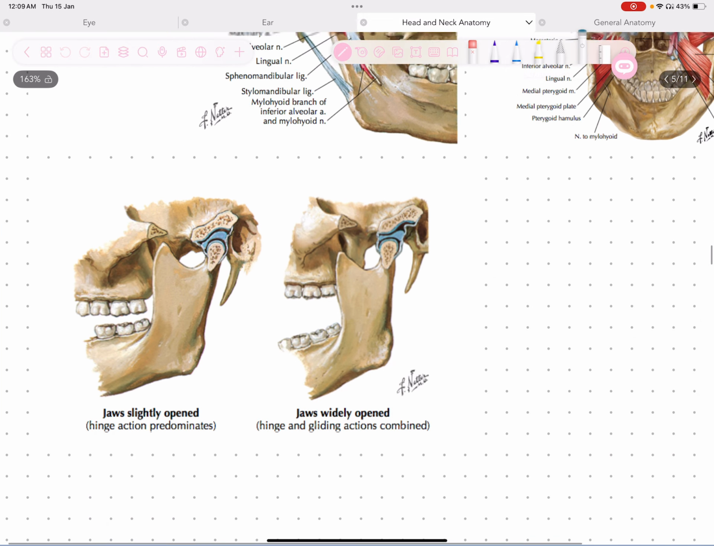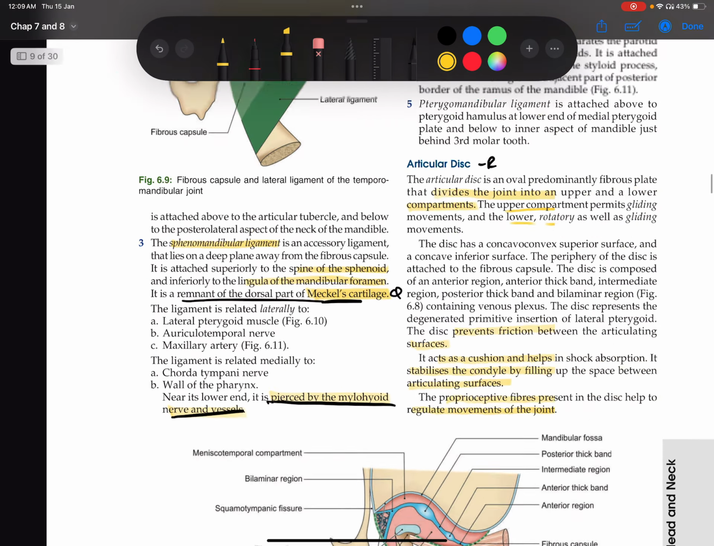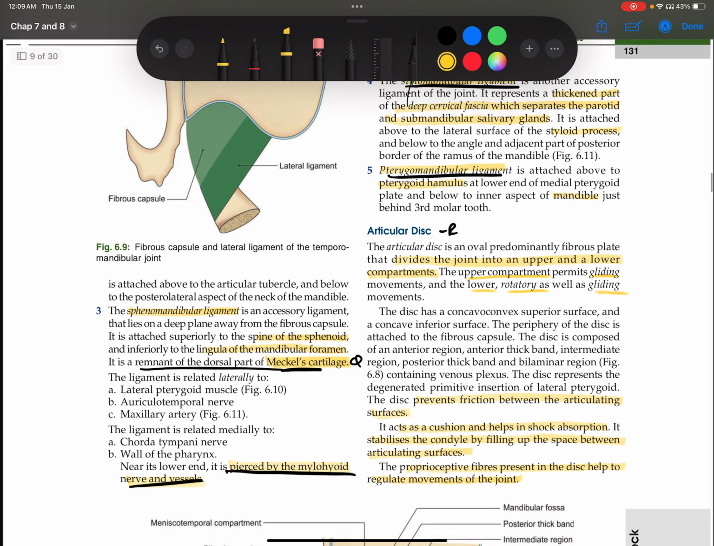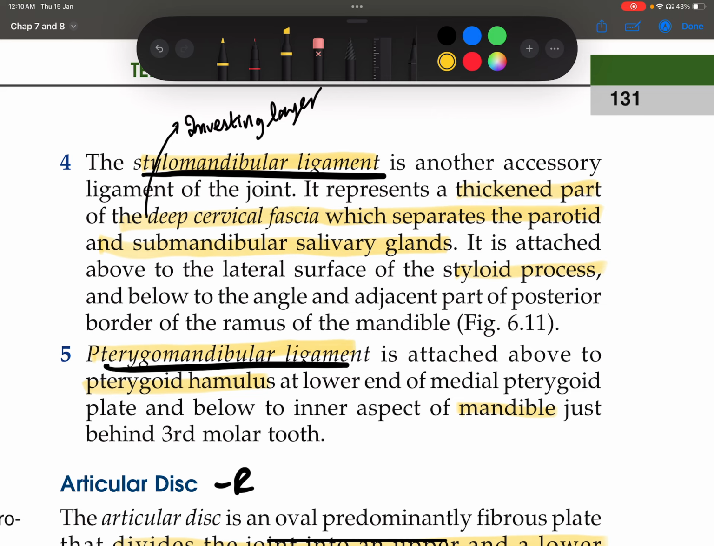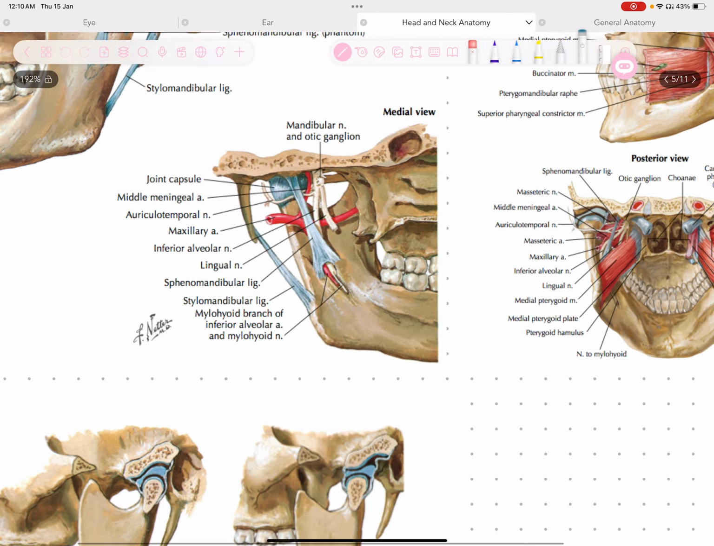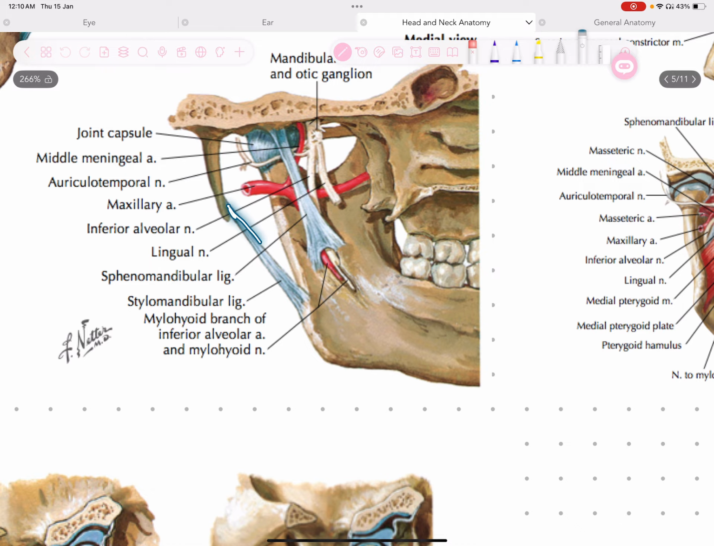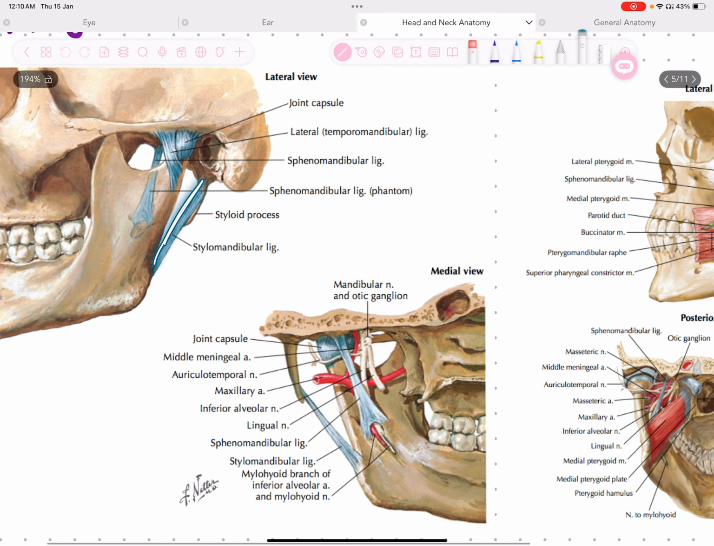Okay, then moving forward, we're done with the sphenomandibular ligament. Then we have the stylomandibular ligament, which if you can recall, we already studied. This is a thickened part of the investing layer of deep cervical fascia, which separates the parotid and submandibular salivary glands, and it is attached to the styloid process and below to the angle of the ramus of the mandible. So it attaches from the styloid process to the angle of the mandible.